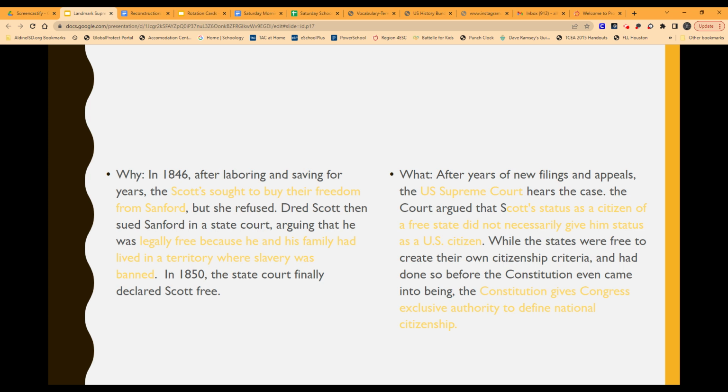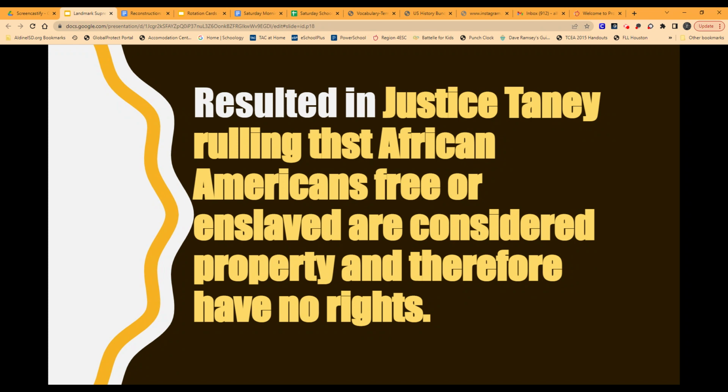The court argued that Scott's status as a citizen of a free state did not necessarily give him status as a U.S. citizen. While the states were free to create their own citizenship criteria and had done so before the Constitution even came into being, the Constitution gives Congress exclusive authority to define national citizenship. So this resulted in Justice Taney ruling that African Americans, free or enslaved, are considered property. Therefore, they have no rights and cannot be considered citizens.